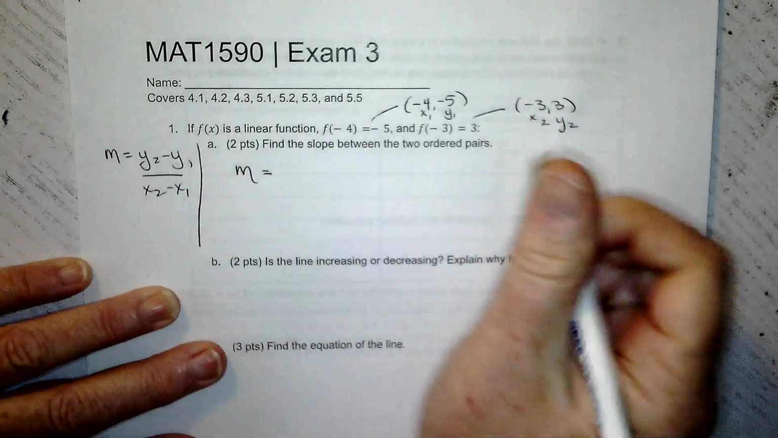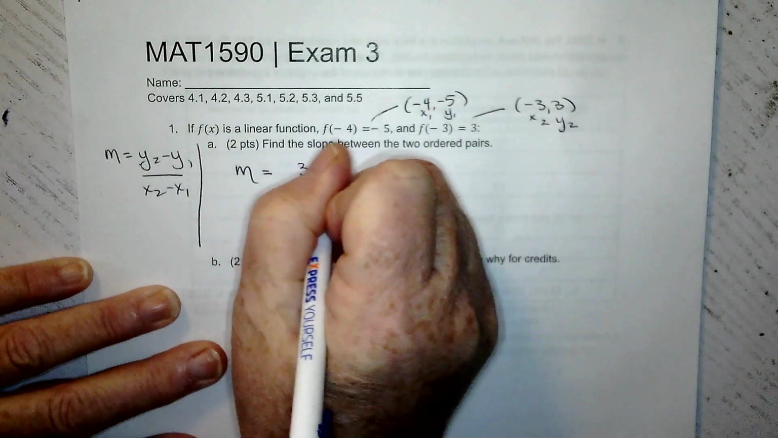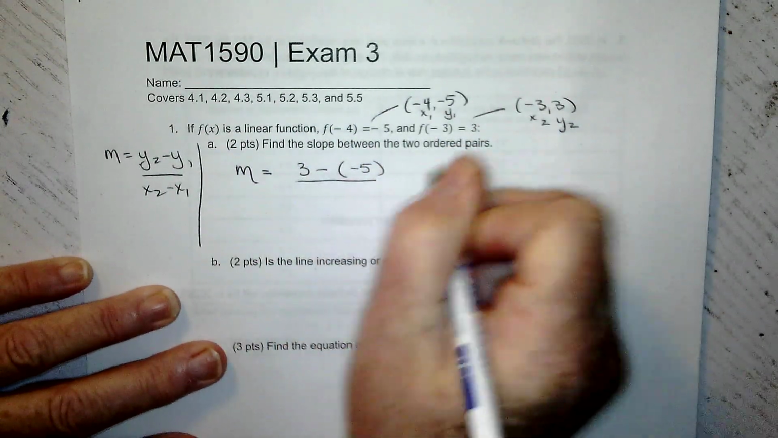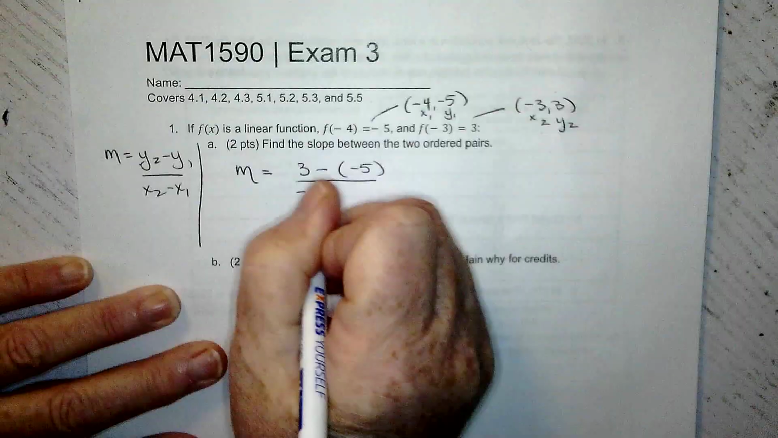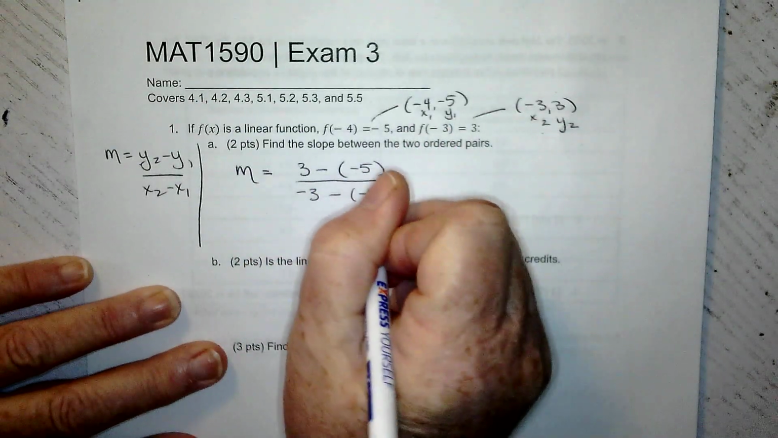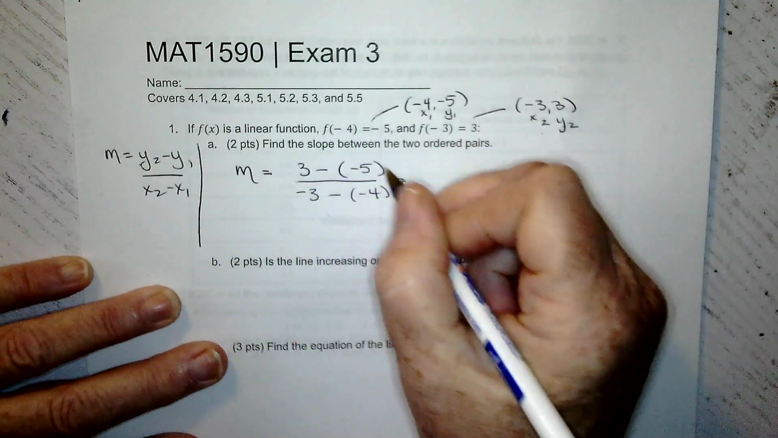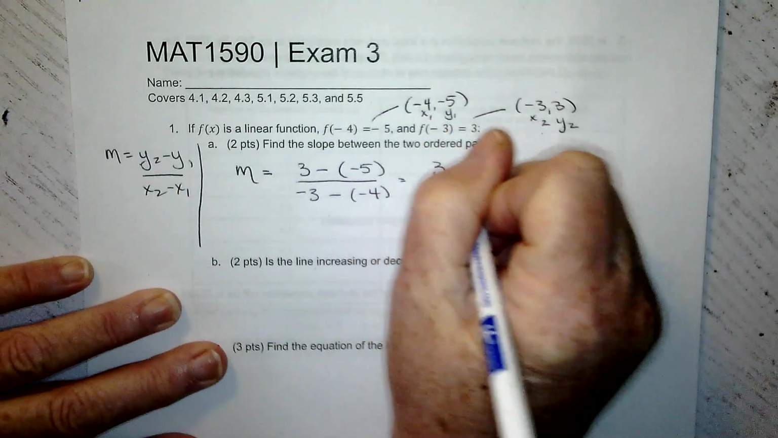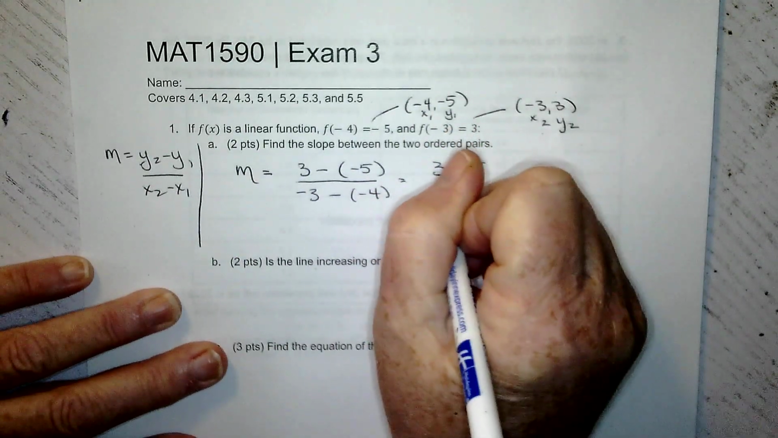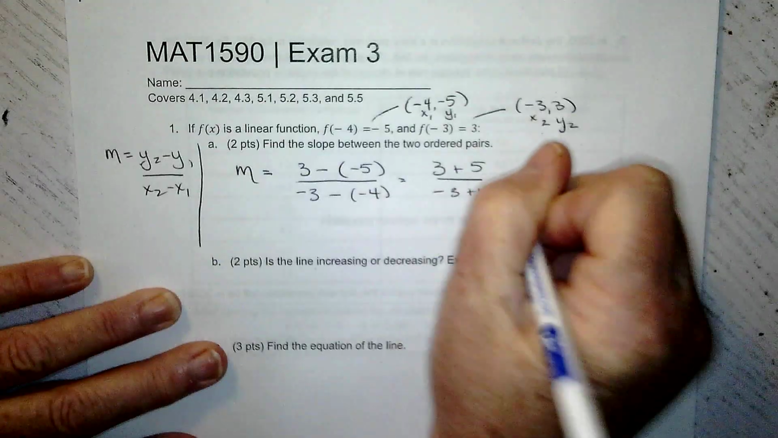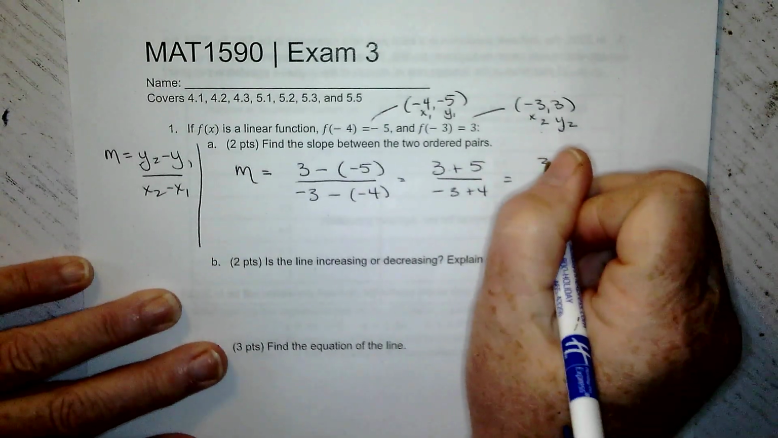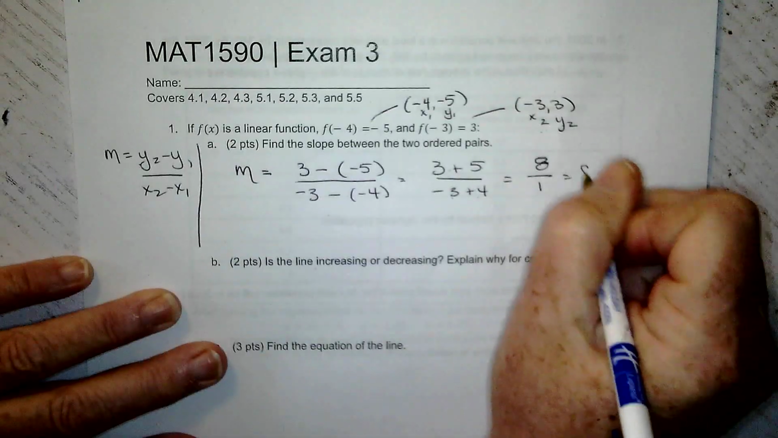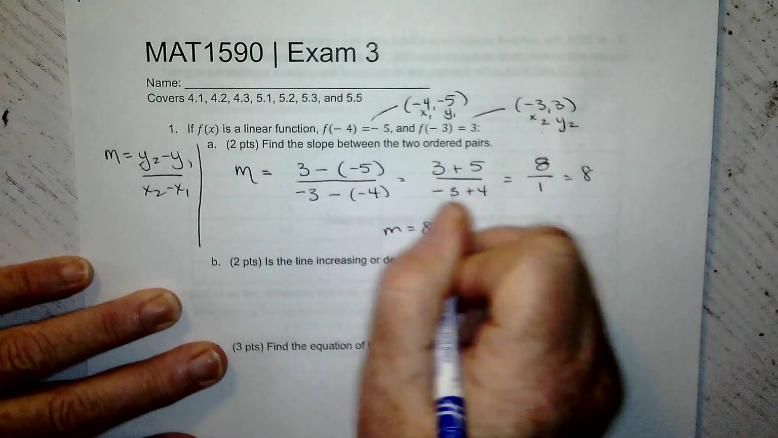M is equal to y sub 2, which is 3, minus y sub 1, which is negative 5, over x sub 2, which is negative 3, minus x sub 1, which is negative 4. Many of you flip them. This is why I said make sure you have the formula and support yourself as much as you can. Negative 3 plus 4 is 1. 3 plus 5 is 8. So your slope is 8.